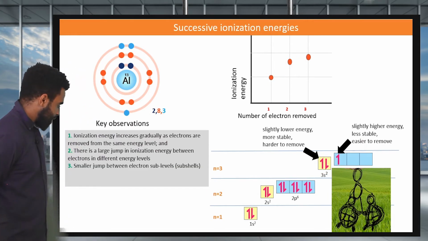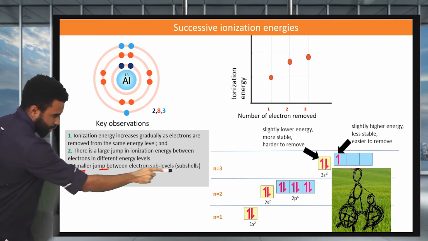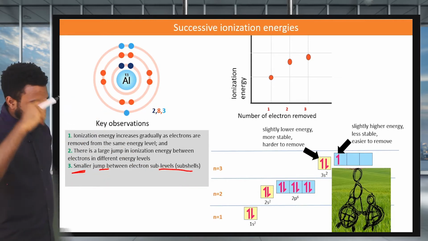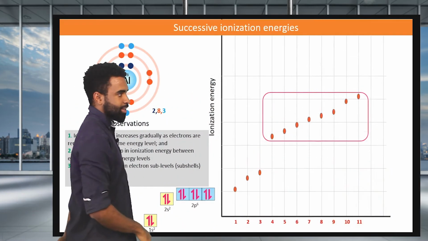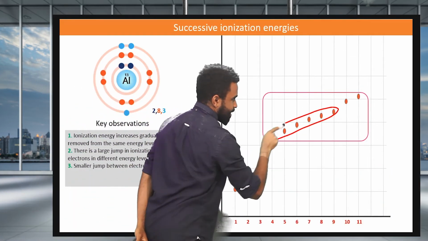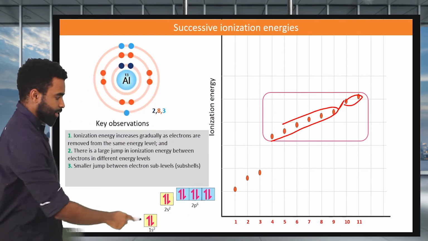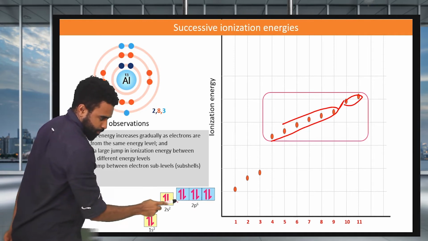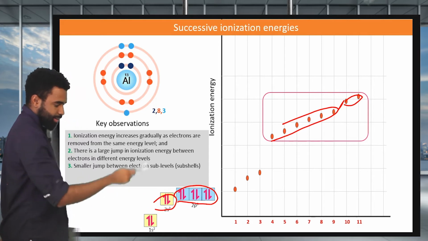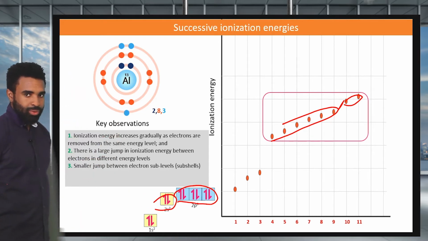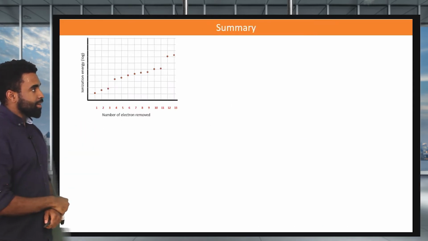All right. Therefore, we can now add this third subtrend that I mentioned, the smaller jump between electron sublevels or subshells. If we zoom into the next 8, we can also see a similar thing. Between these first 6 and the next 2, there seems to be a kind of jump. And if we look at the sublevels here, these 6 electrons removed from the 2p seem to be easier than the next sublevel in the 2s. I've been talking a lot. Let's see if we can give some kind of a summary.